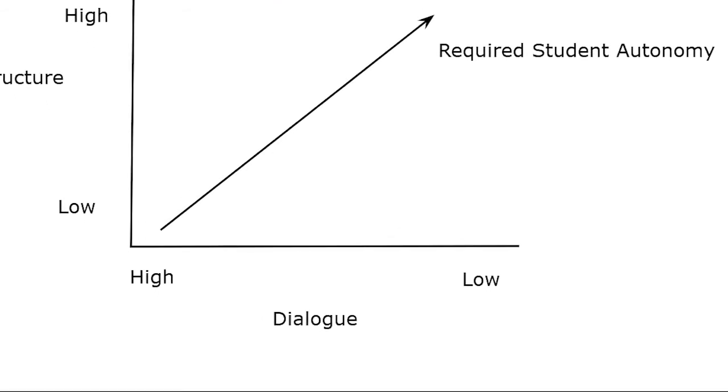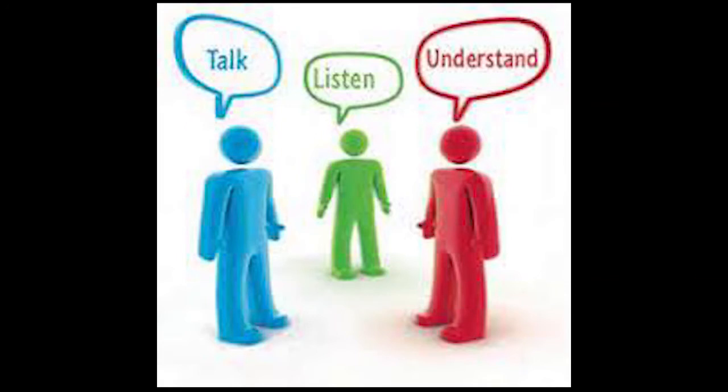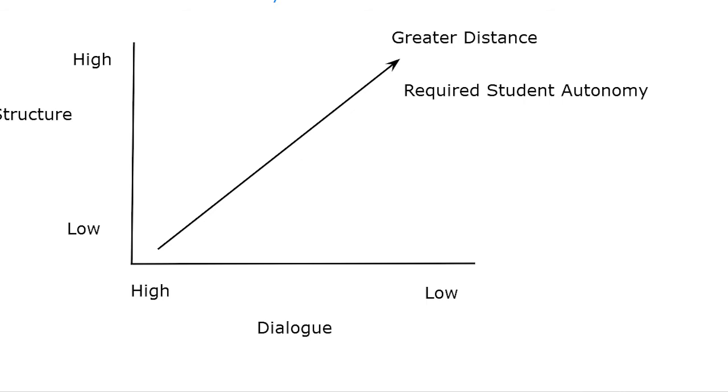On the other axis of the model is dialogue. Dialogue can be a discussion between a teacher and a student. It can be discussions between students, or it could just be a whole bunch of loud noise yelling at each other and nobody's really hearing anything. The dialogue, like the structure, helps to inform how much student autonomy will be required to achieve the learning outcomes of a given course.